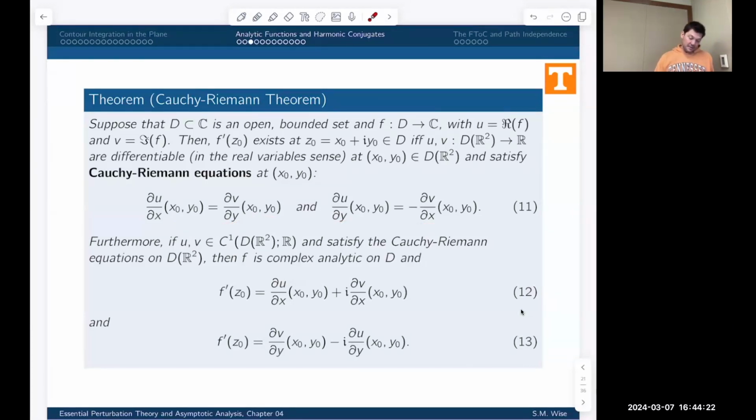If it turns out that u and v are a bit smoother, that means their derivatives are continuous functions. Yes. Have you explicitly defined C1 or C infinity? No, that's something I think that I have assumed throughout, but here's what it means.